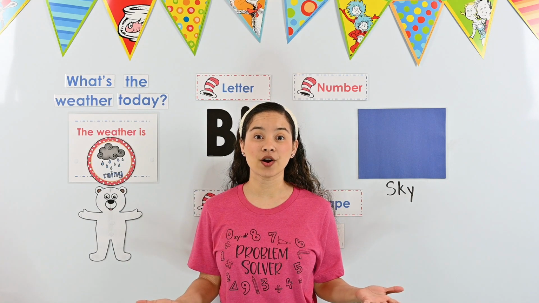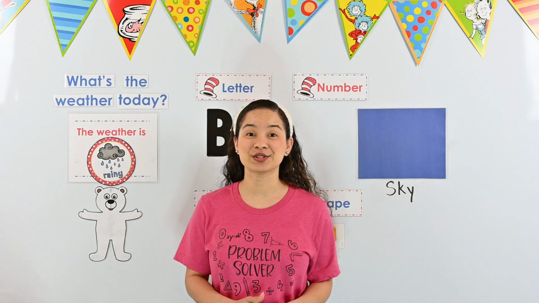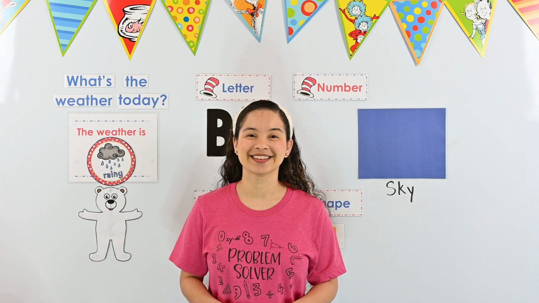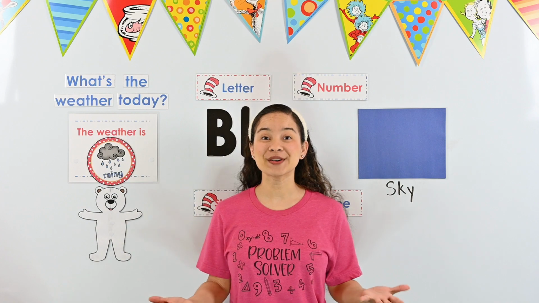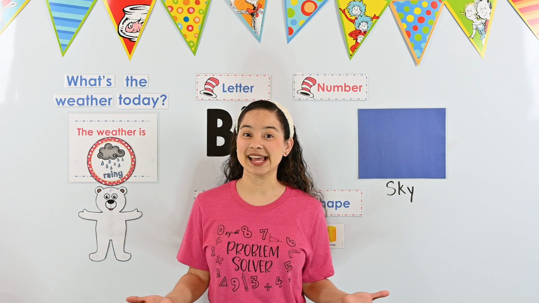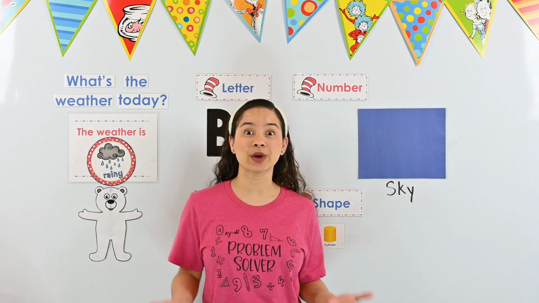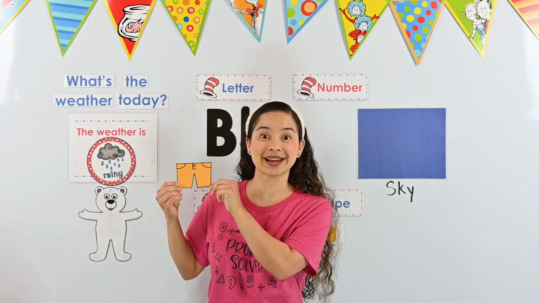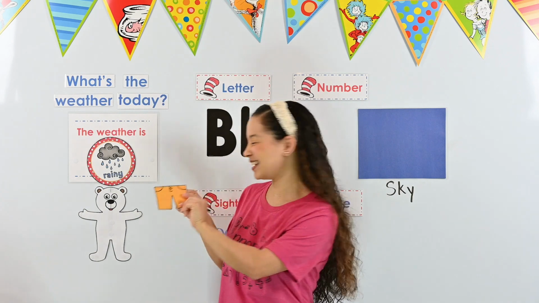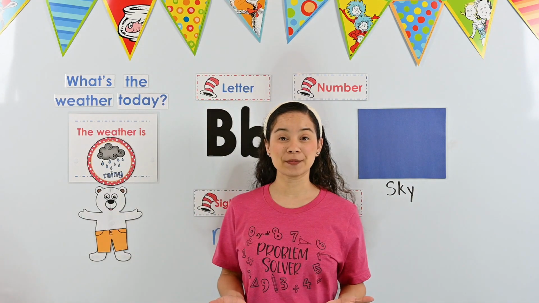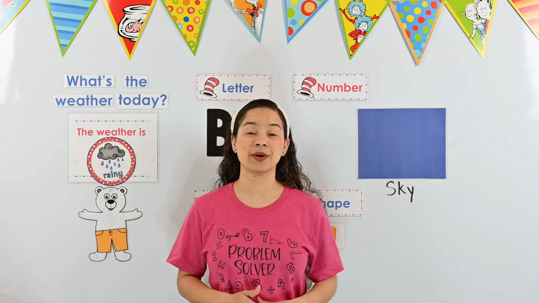What can Perry wear on a rainy day? Can you share your ideas with me? Wow, those are some great ideas. I agree. On a rainy day, Perry the polar bear should wear his rain clothes. Hey, look, he has his rain pants. What color are Perry's rain pants? They are yellow. Let's put Perry's yellow rain pants on him. There we go.